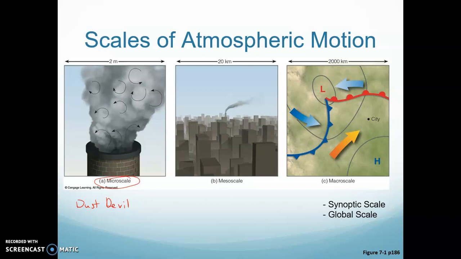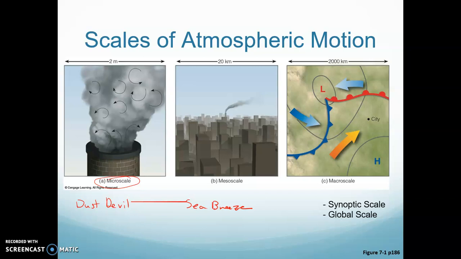With the mesoscale, you're talking about the order of miles or kilometers. A good example of a mesoscale event would be the sea breeze. The sea breeze is an event that happens from the ocean onto land, and the circulation pattern is about the size of either a city or maybe even a county.